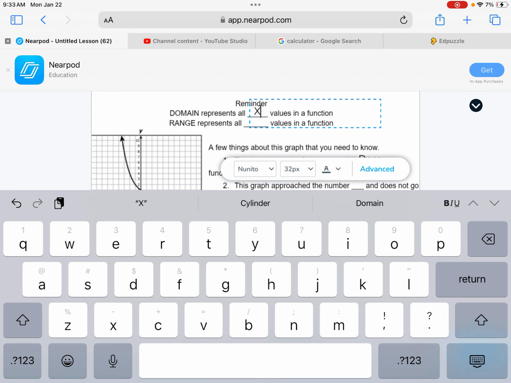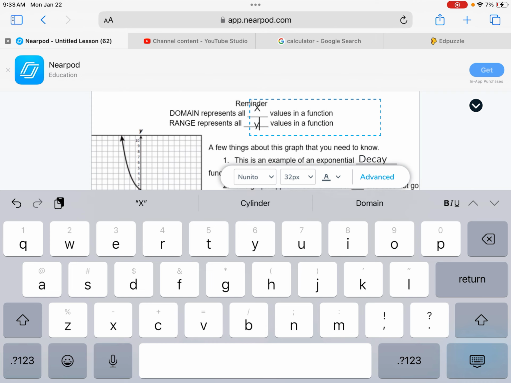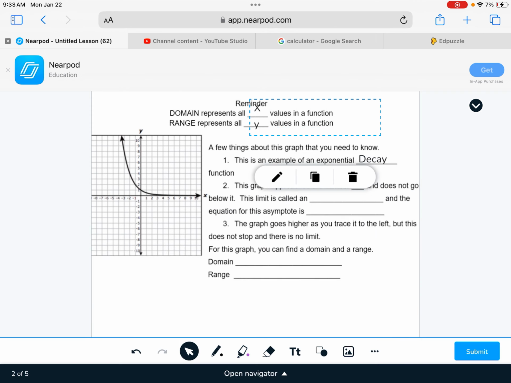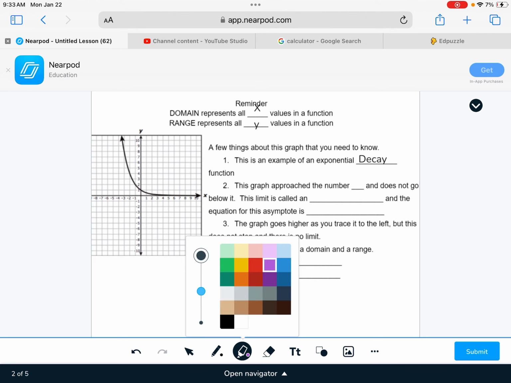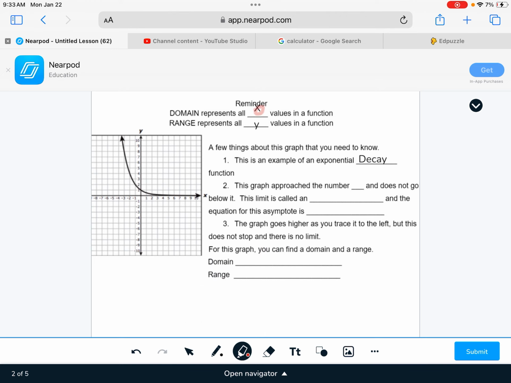Once again, the domain is going to be all of the x values in a function, and the range is going to be all of the y values in a function. If we're talking about all the x values, we're talking about this side-to-side line right here. Anything that graph goes through on the x-axis is going to be included here.